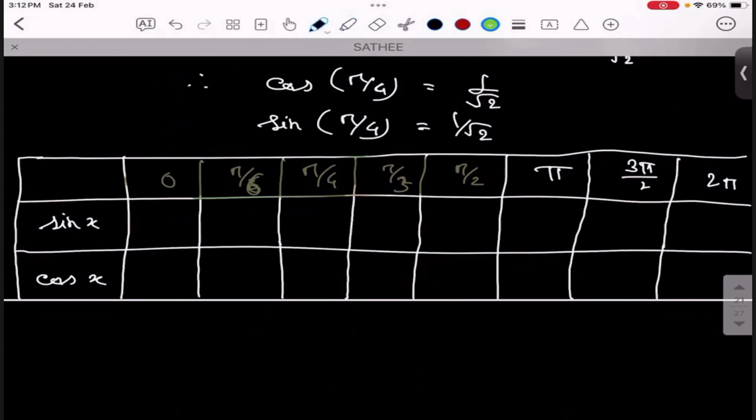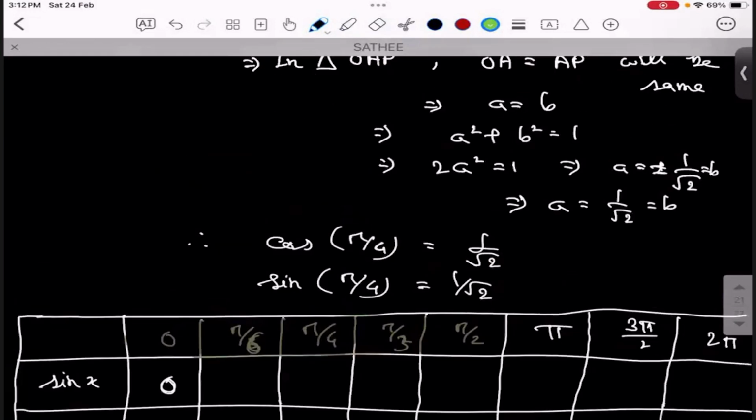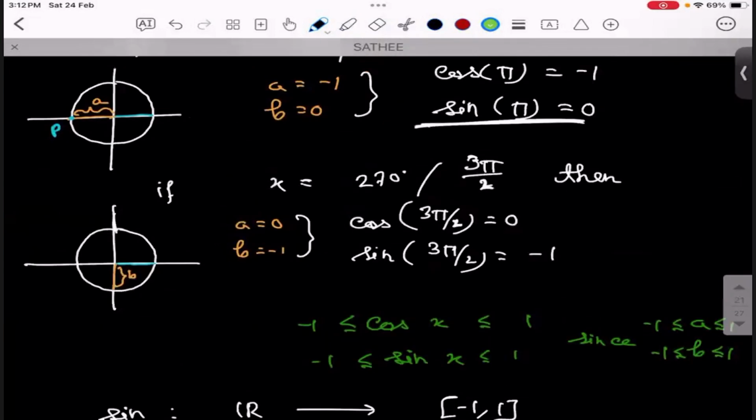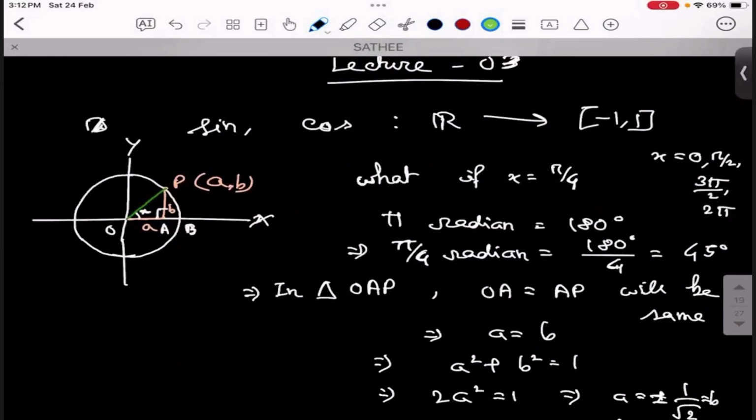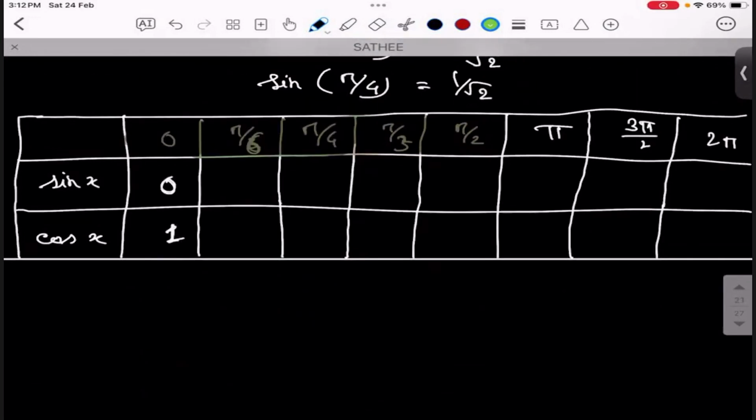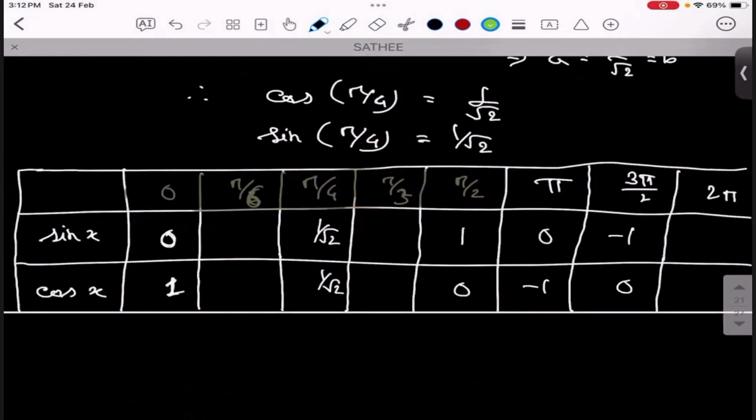So the values are sin 0, this must be 0, and cos 0, 1, as we have discussed in the last class. Sin 0, 0, cos 0, 1, and similar was for trigonometric ratios, right? Now what about pi by 4? Both are 1 by root 2. What about pi by 2? This should be 1, this should be 0. What about pi? 0, minus 1. What should be this? 3 pi by 2, minus 1, 0. And this should be 0 and 1.